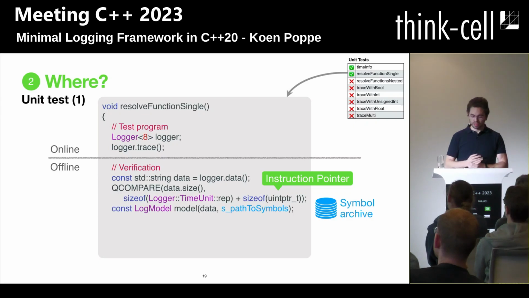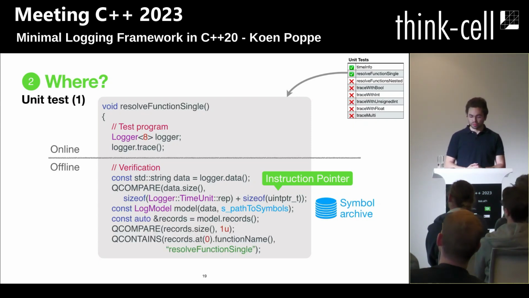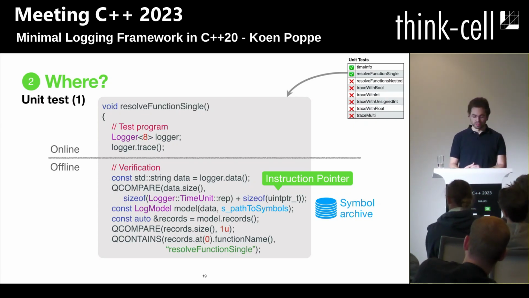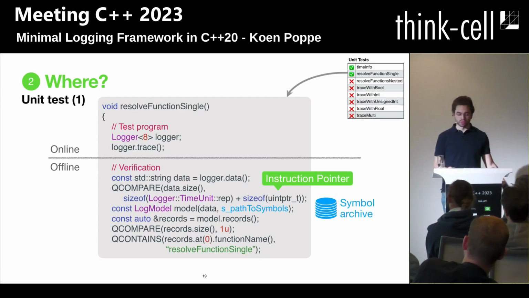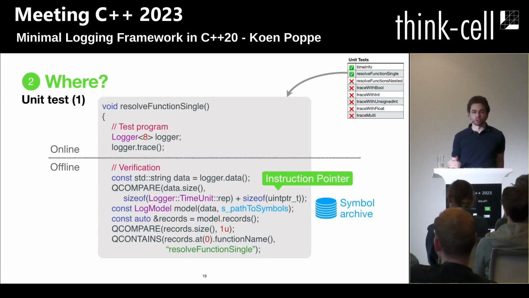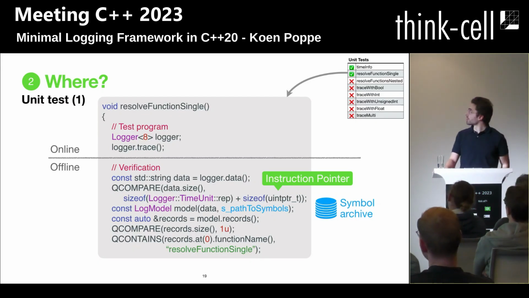And with that, feeding it into our model, which is aware of the symbol archive, we can actually check that the records in there are valid and that the function name resolves to the name of the test function in this case. So even with this limited amount of data, using the symbols, we can retrieve all the necessary information. This also includes, of course, the line and the file, which can be derived from the instruction pointer. So that's our second unit test.